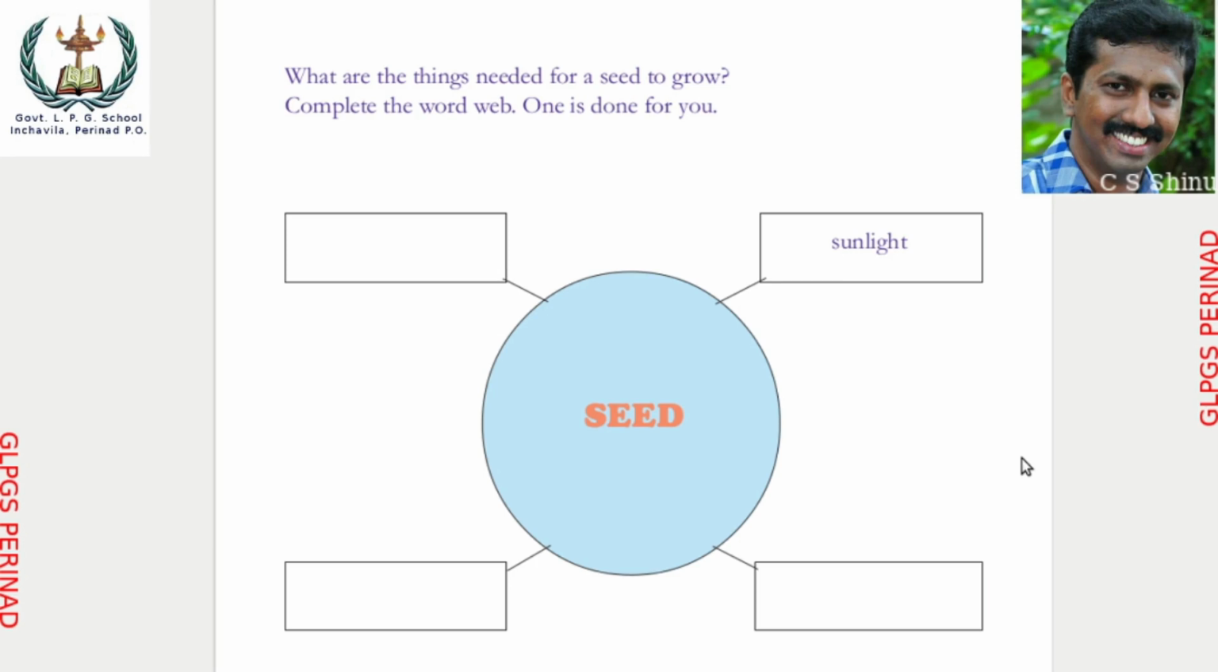So in this class you have got 2 assignments. The first one is you have to prepare a notice, and then the second one you have to complete the word web. Complete these tasks and send the photos through WhatsApp.